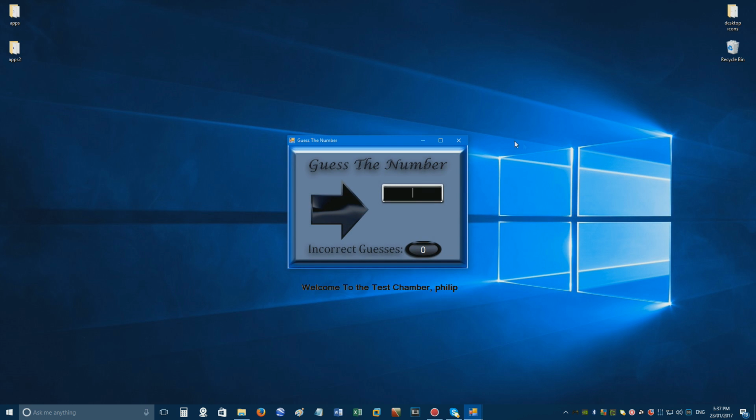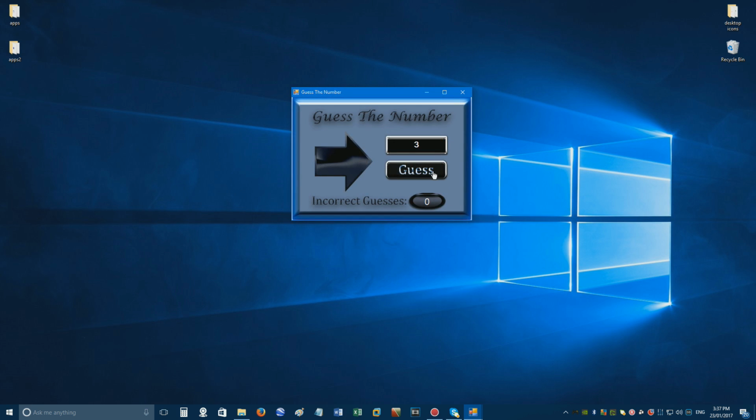Welcome to the test chamber. 3, I mean. I tapped the wrong key. Your guess is too high. The number I am thinking of is lower than that. Maybe it's 2. Maybe I was right. Your guess is too high. The number I am thinking of is lower than that. Okay, 1. You have guessed the correct number that I was thinking of.